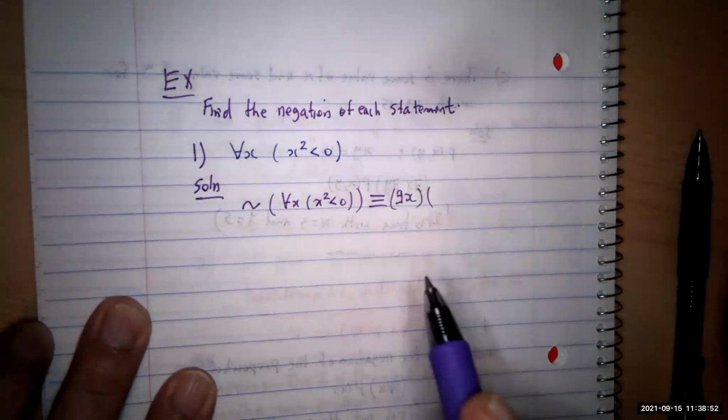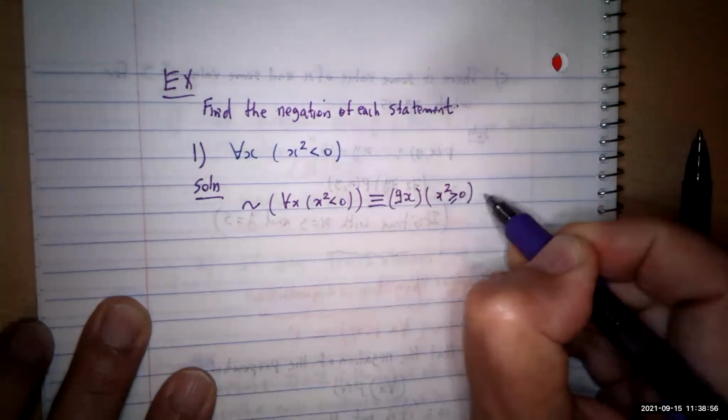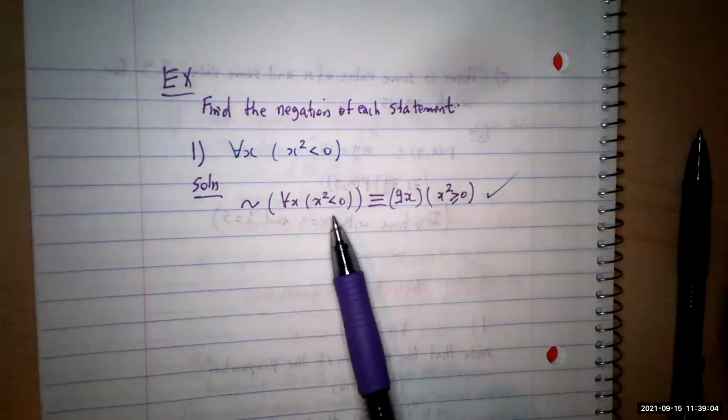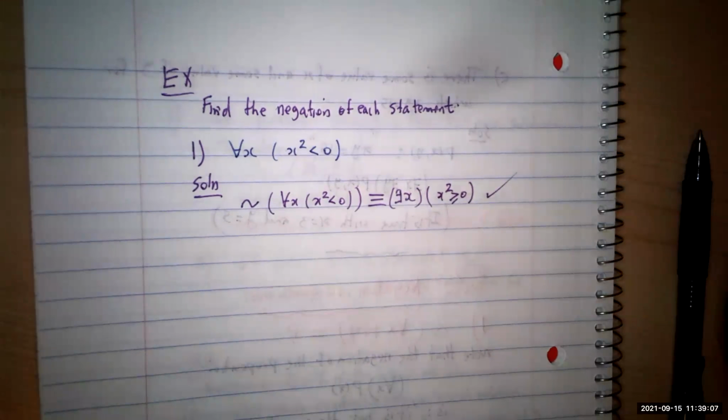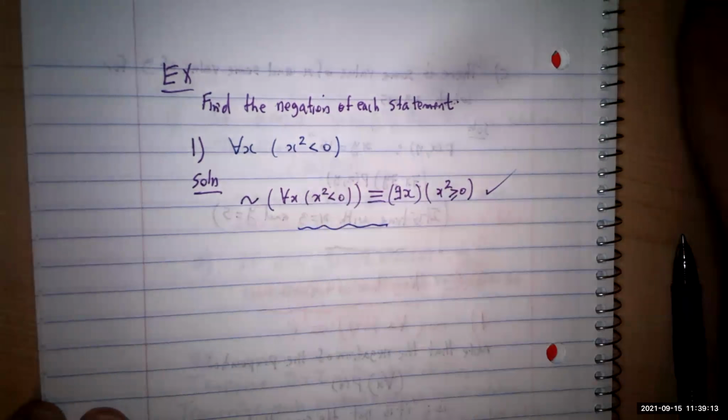So it's going to be x squared greater than or equal to 0, and you're done. Any question? So we switch the quantifier, and negate the given statement, and you're done. That's the first one.